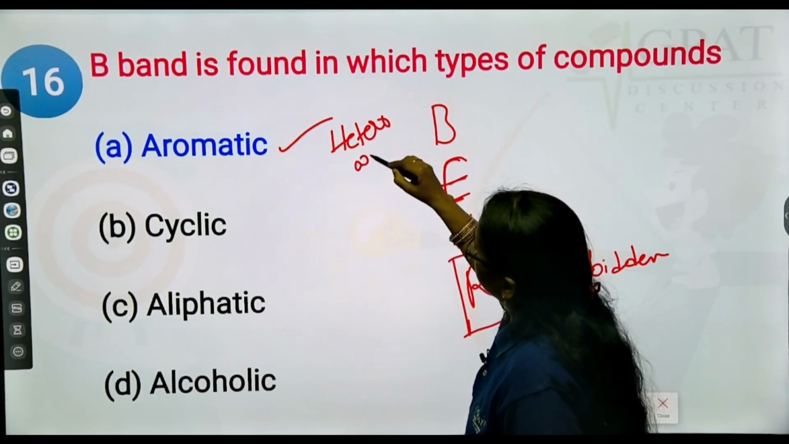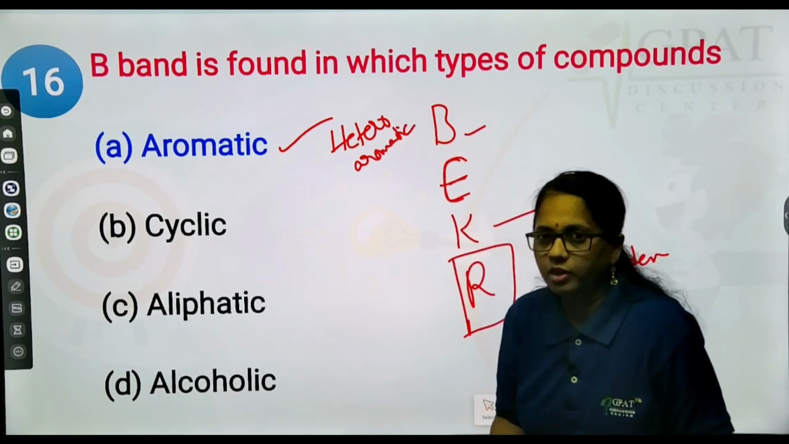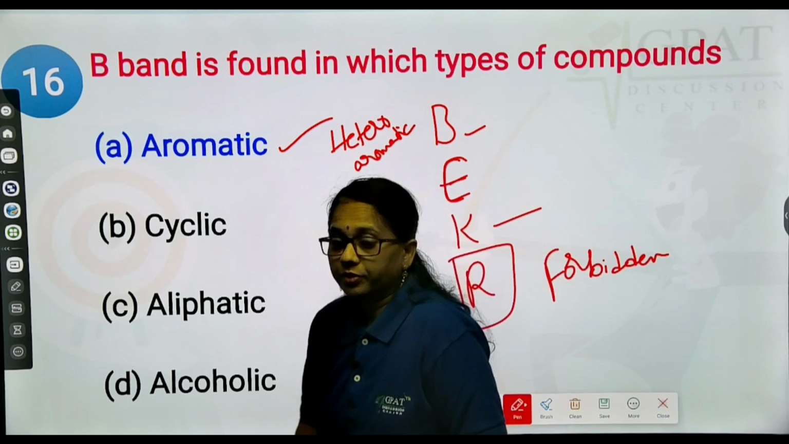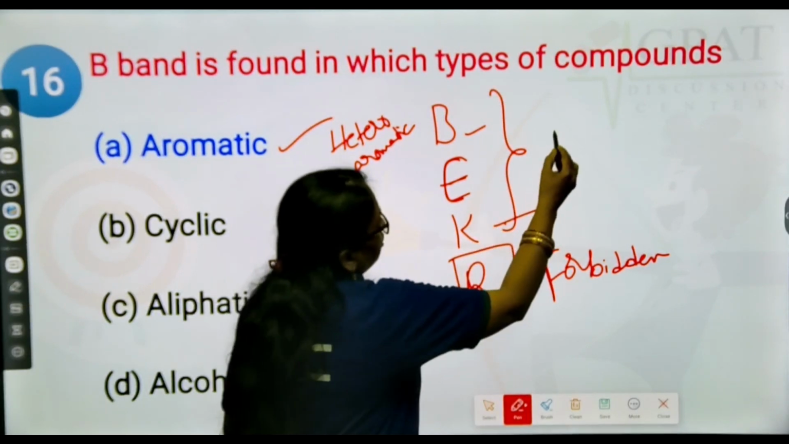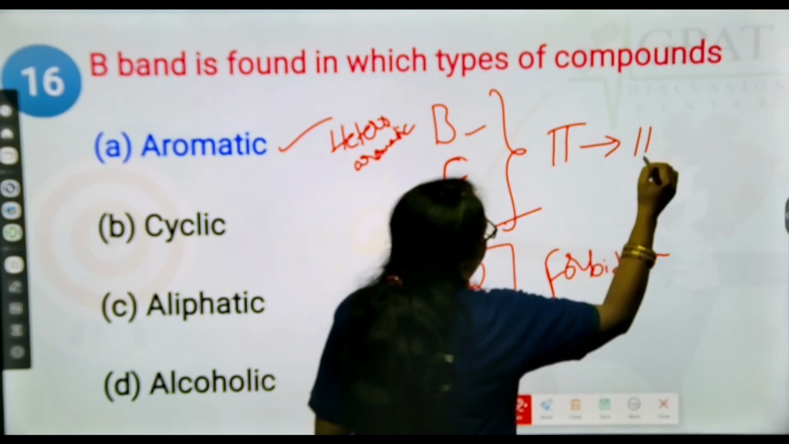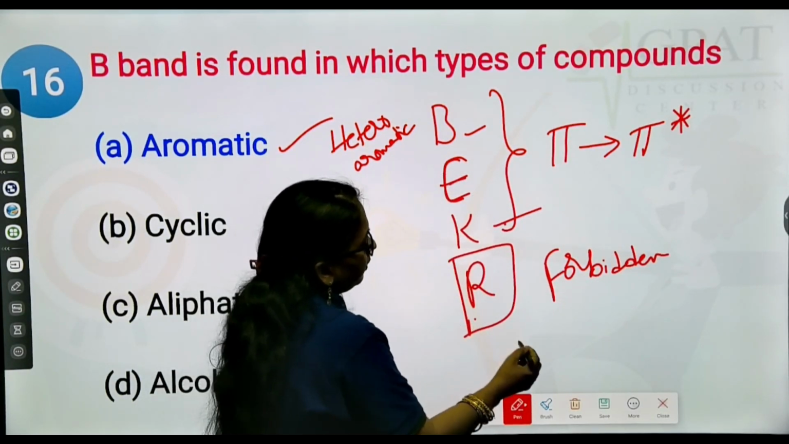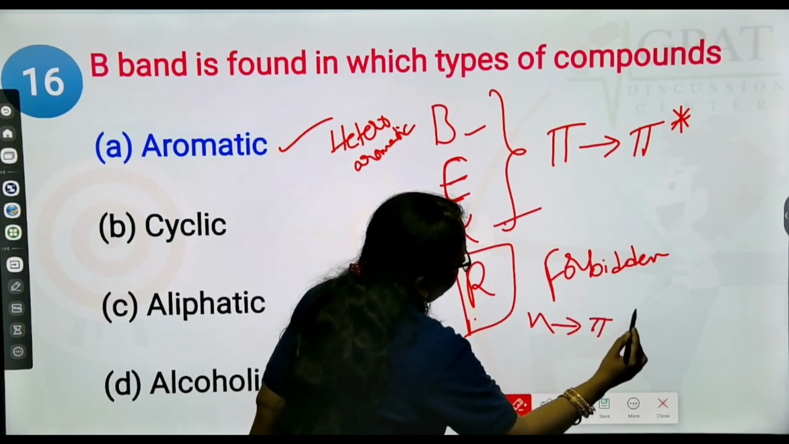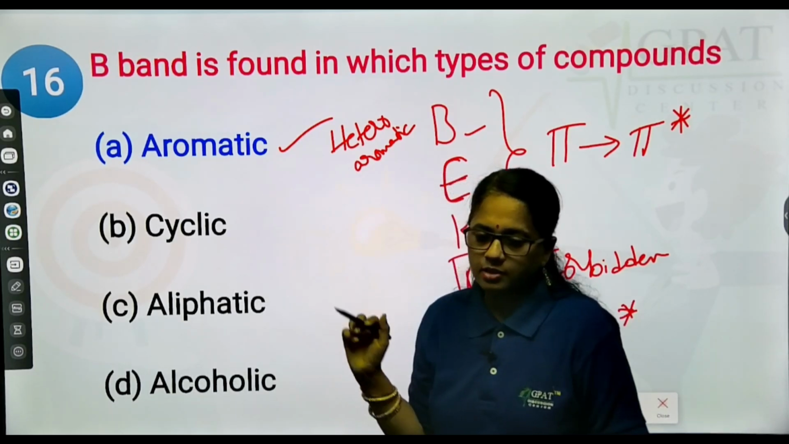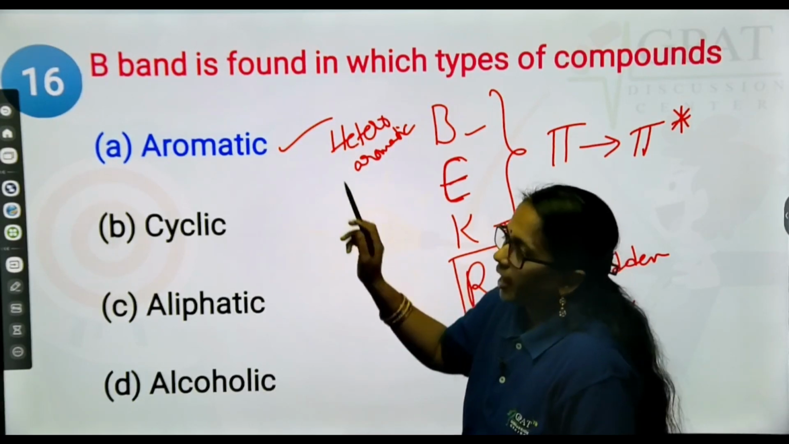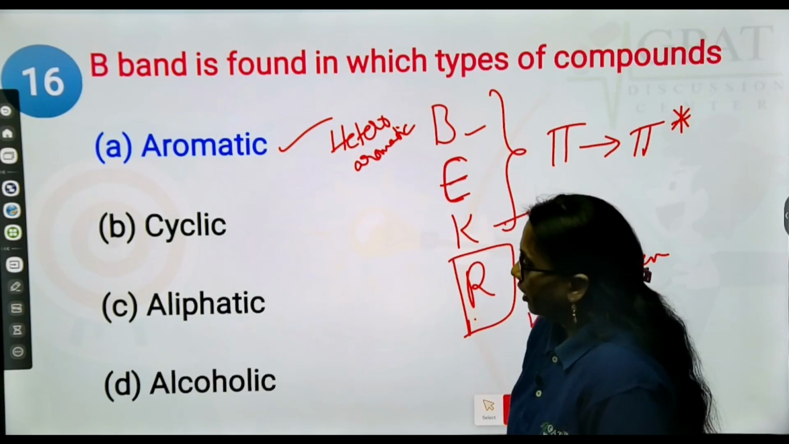Okay. So in these 2 types of compounds you are going to observe the B type of absorption bands. Apart from the transitions, these 3 absorption bands are seen in the pi to pi star transitions, whereas the R type of absorption band is seen in the n to pi star transitions. Okay. So they have asked especially about B bands in this question. So in aromatic and heteroaromatic compounds you are going to see the B bands. Okay.